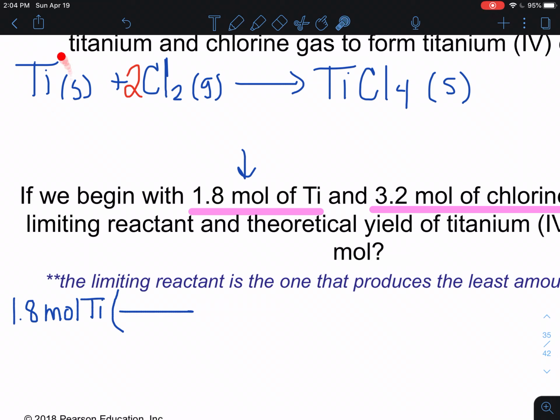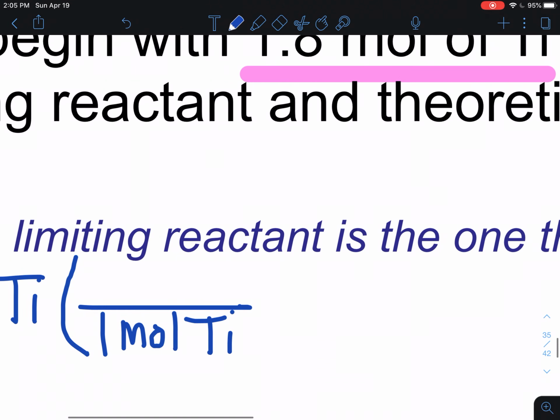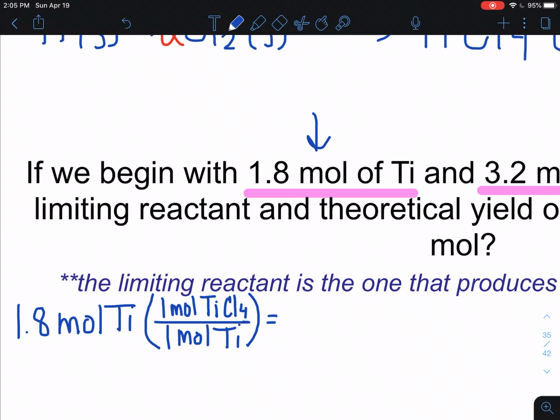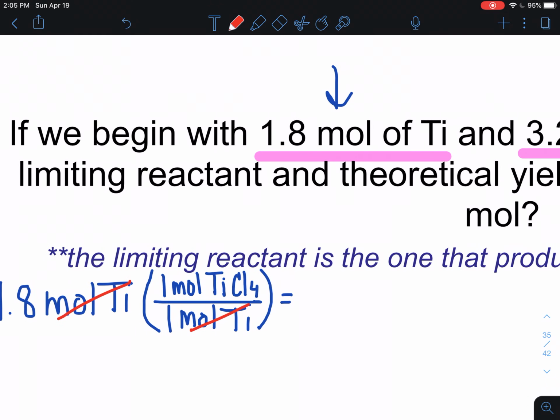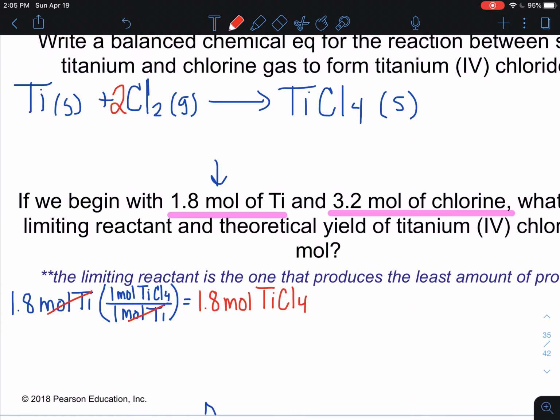The coefficient of titanium is 1, and the coefficient for titanium chloride is 4. So it's going to be 1 mole Ti over 1 mole. All right. So obviously this is a 1-to-1. But I'll just show you to make sure you understand. Remember, units cancel. We're left in mole titanium chloride, and we're going to get out 1.8 mole titanium chloride if we started off with 1.8 moles of titanium.